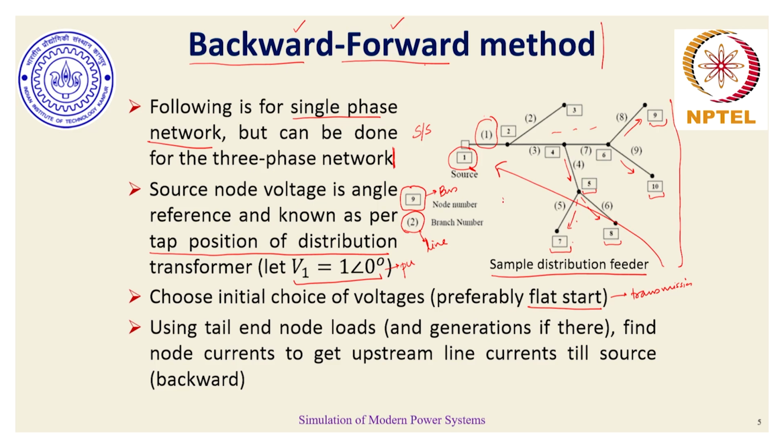So traversing or finding currents from the far end nodes to the source end node is the backward phase. The forward phase would be updating the voltages, the voltage phasors of the buses, based on the currents that have been obtained, so that there is a balance between the branch currents and the bus voltages. That is the essence of what the backward forward method does.